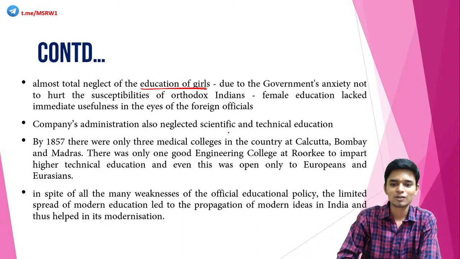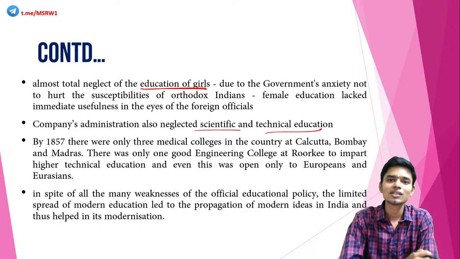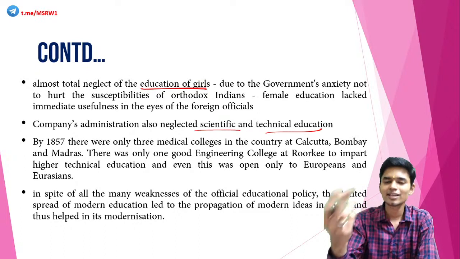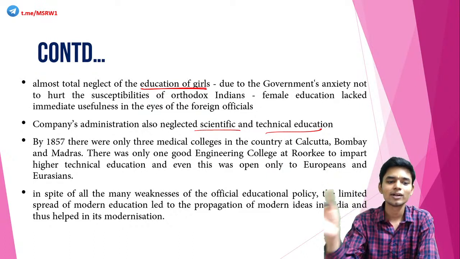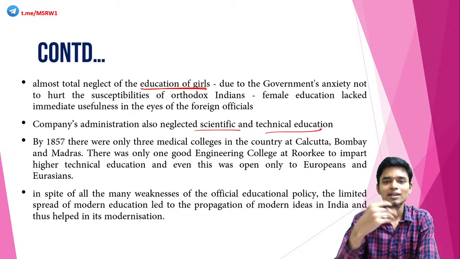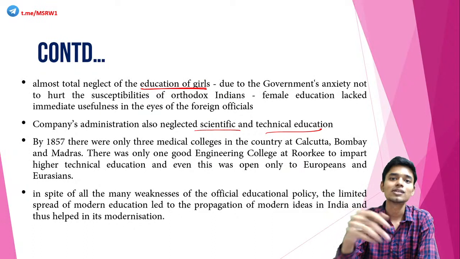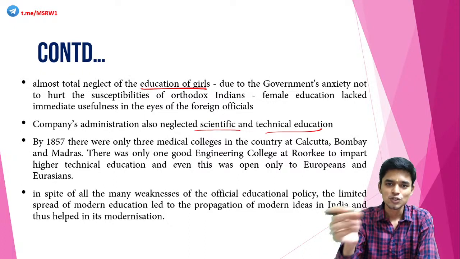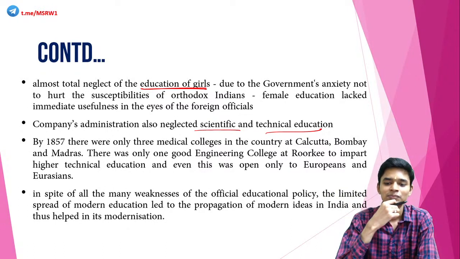The company's administration also neglected scientific and technical education. This is another important point. In India, education was given to make a person a laborer in the company. That's it. Scientific and technical education was lagging behind. There were only 3 medical colleges in the whole country: one in Calcutta, one in Bombay, and one in Madras. Similarly, there was only one good engineering college in the country at that time, in Roorkee. And here also only Europeans and Eurasians got educated. Indians were not there. Understood? So in the field of technology and science, education was still lagging behind.